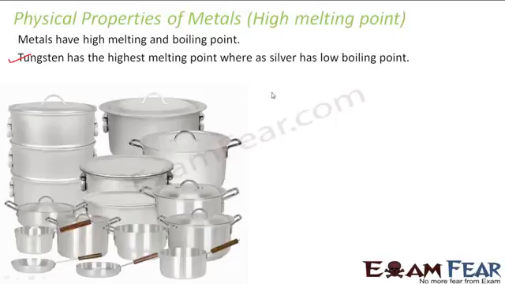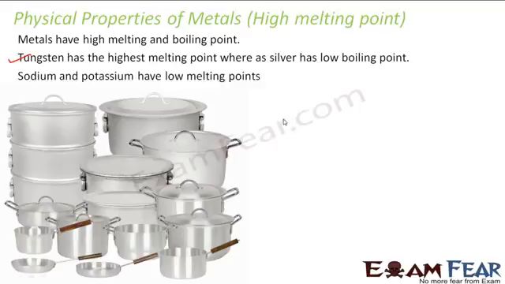There is no concept in this. It's all based on observation. They have found that tungsten has the highest melting point and silver has the lowest melting point. For this, somebody would have done the experiment in the lab. They would have taken all the metals, found the boiling points, and found that tungsten has the highest boiling point, melting point, and that silver has the lowest boiling point.